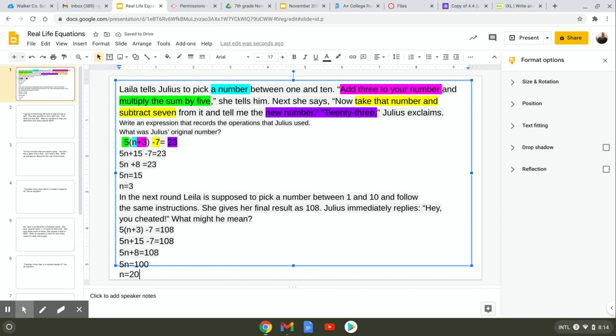So if n equals 20, why would Julius think that Leila cheated? If you guessed, because in the original up here it says to pick a number between 1 and 10. Did she pick a number between 1 and 10? No, she picked 20, so her number was too big. So that is why Julius said, hey, you cheated, because she picked a number that was not between 1 and 10. Let's try another one.